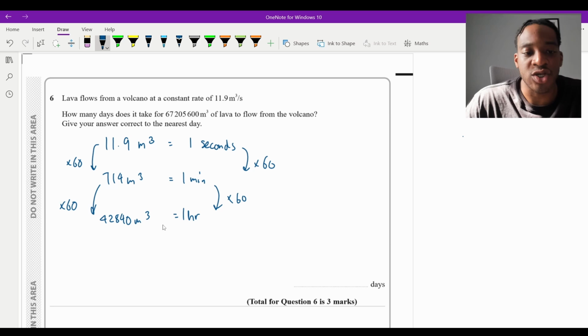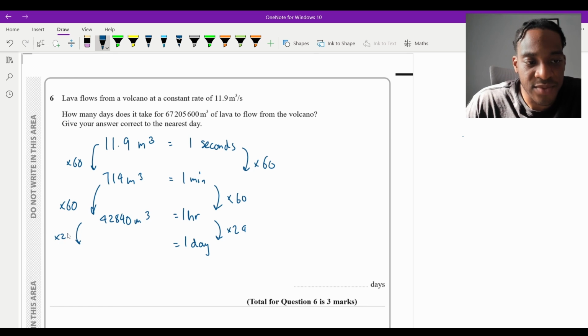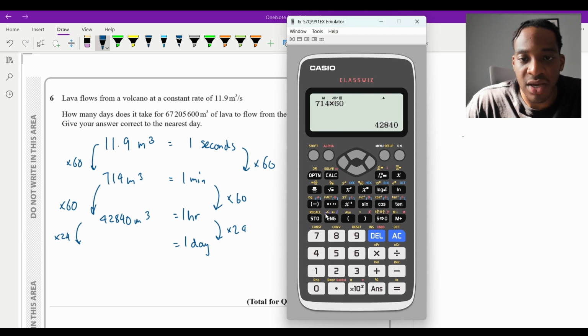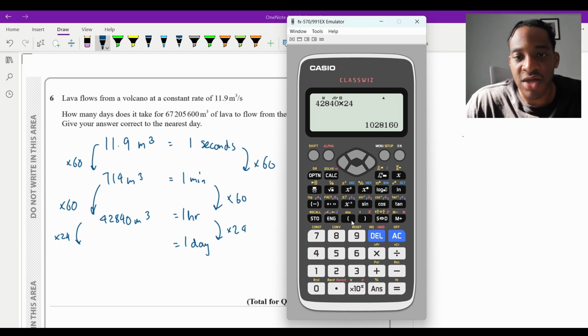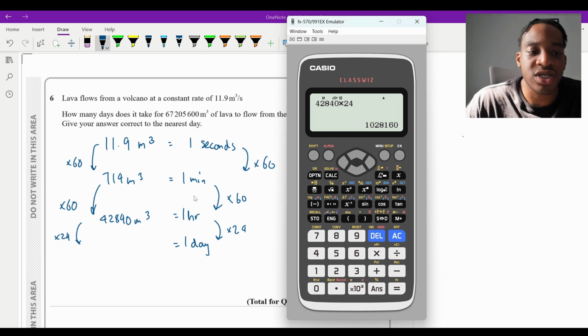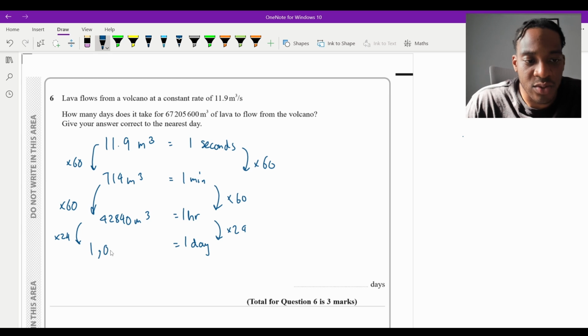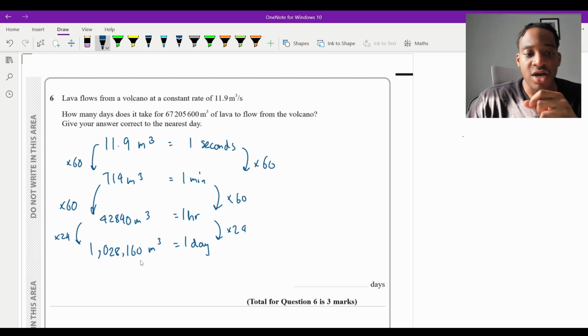And now this is easy. We can just turn this into days now. We know that there are 24 hours in a day. So I'm just going to times this by 24 to give me the amount of lava flowing out per day. 42,840 times 24 is equal to 1,028,160. So 1,028,160 meters cubed. This is how many meters cubed are flowing out every day.